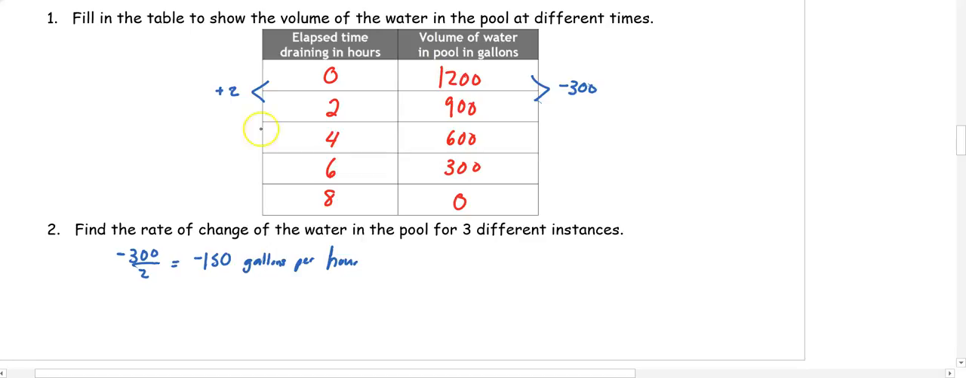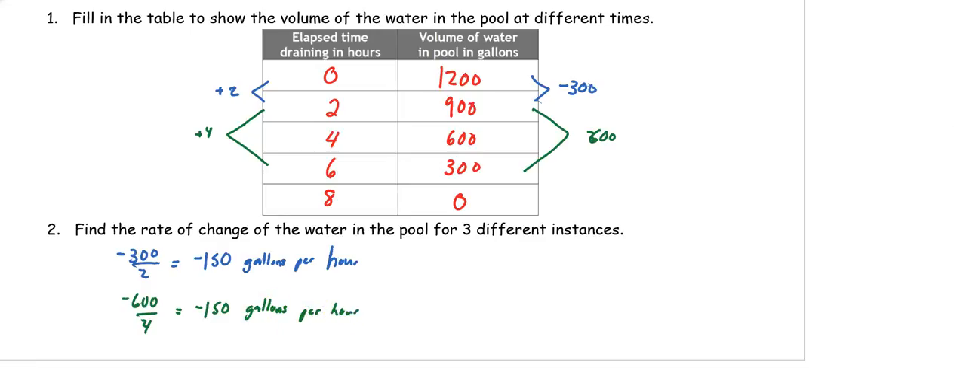Let's pick 2 more points. So now I'm going to pick 2 and 6, 900 and 300. Make sure that you're picking the entire row that you use. So 900 to 300 is minus 600. 2 to 6 is plus 4. So we have negative 600 over 4, which reduces to negative 150 gallons per hour.